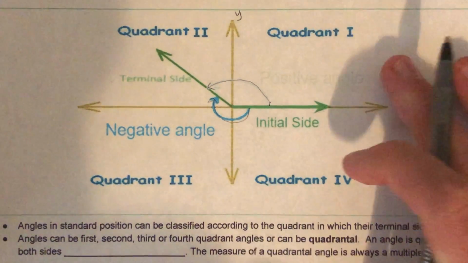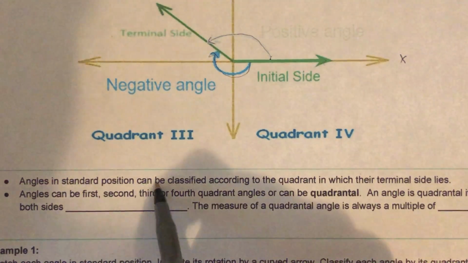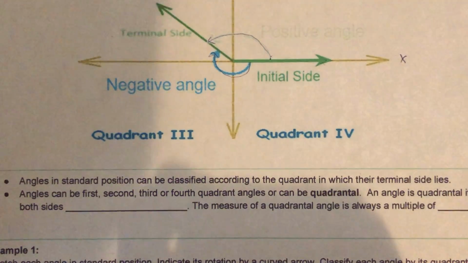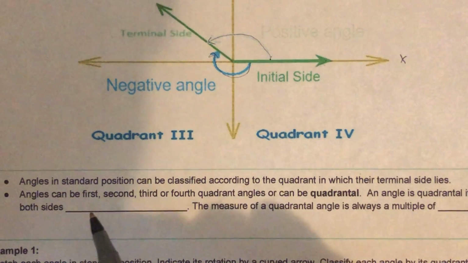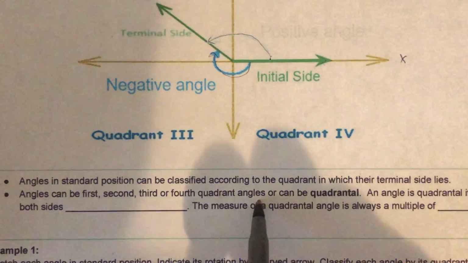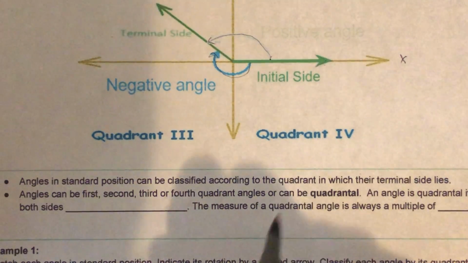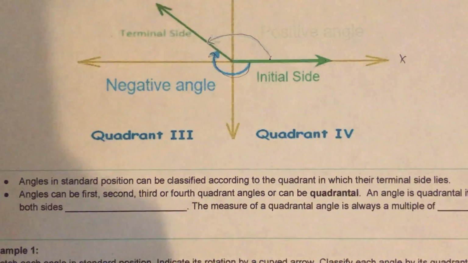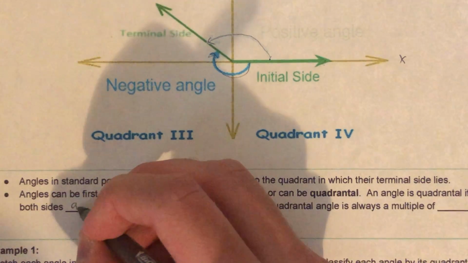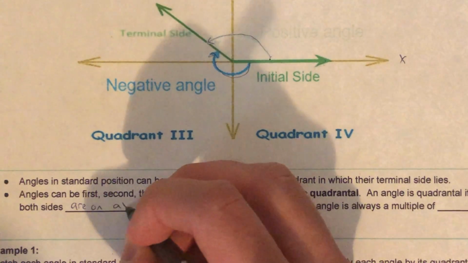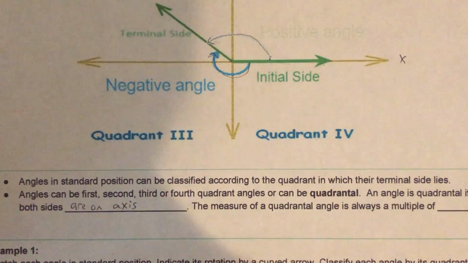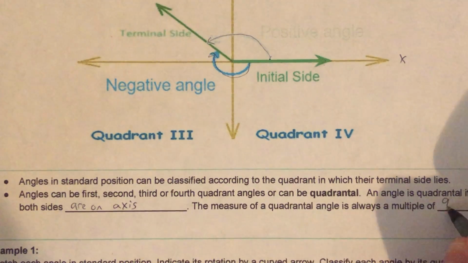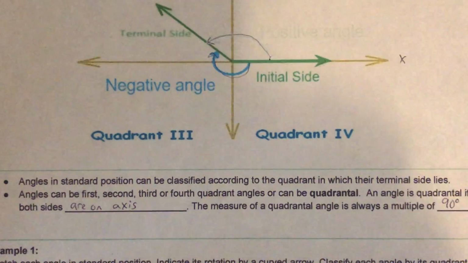Angles in standard position can be classified according to the quadrant in which their terminal side lies. Angles can be first, second, third, or fourth quadrant angles, or they can be quadrantal. An angle is quadrantal if both sides are on axes. So the measure of a quadrantal angle is always a multiple of 90 degrees.